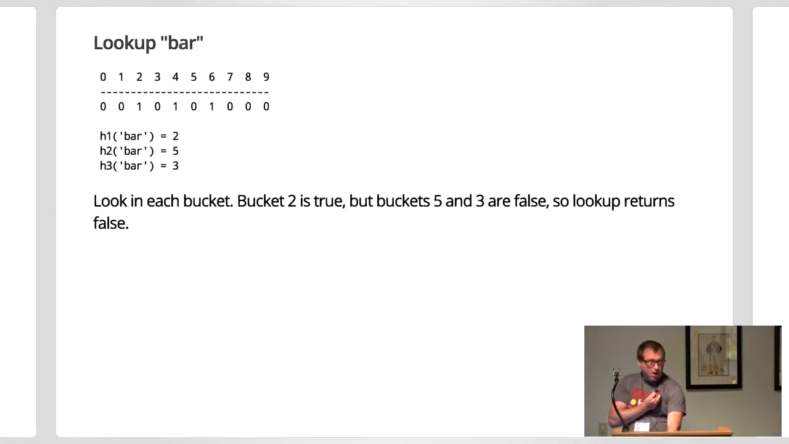Okay, so we're going to look at bar. We're carrying over from before. We look up bar, and the values for that are 2, 5, and 3. We look at each bucket. So bucket 2 is true, but buckets 5 and 3 are false, so we return false. We know that it's not in the set.